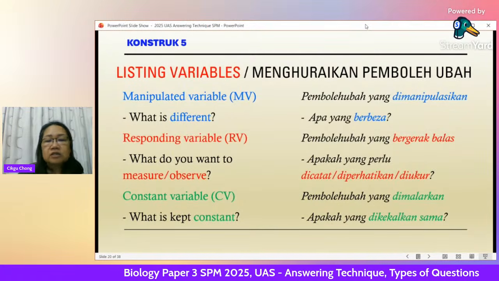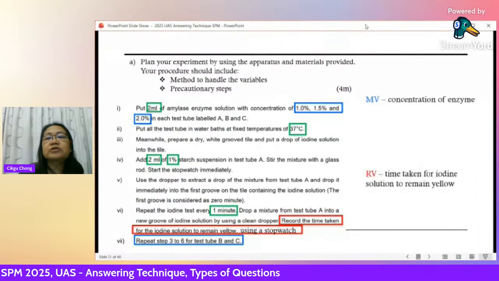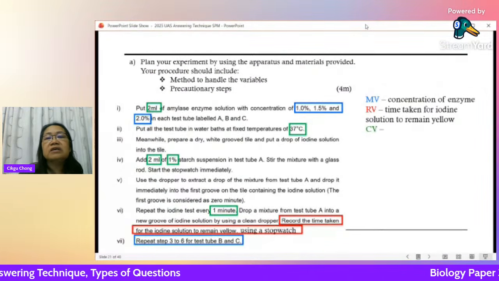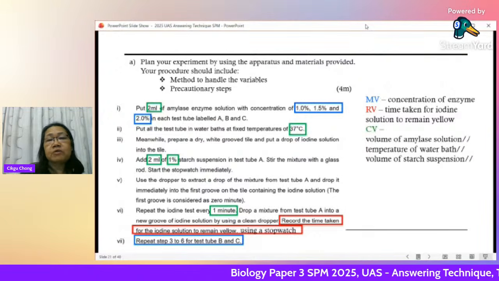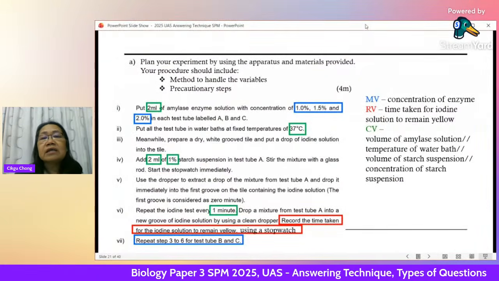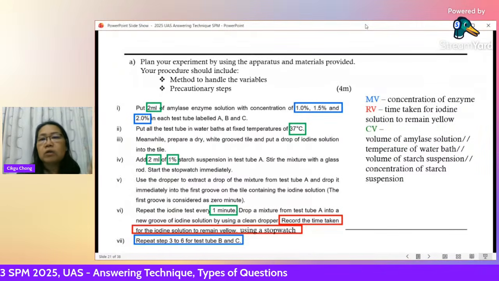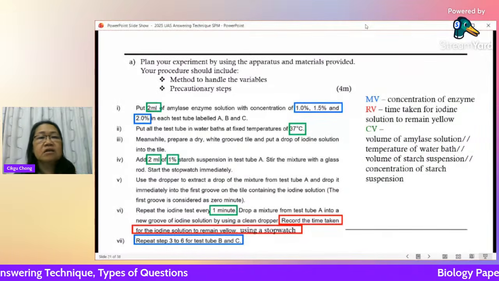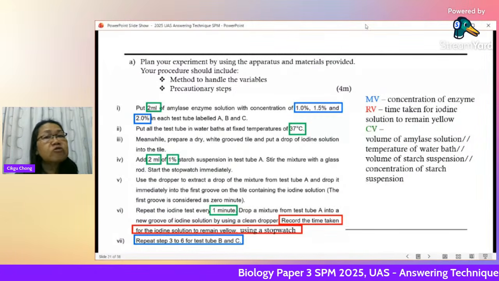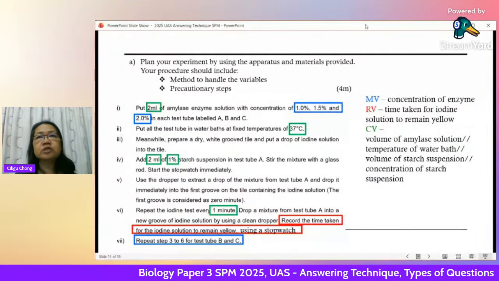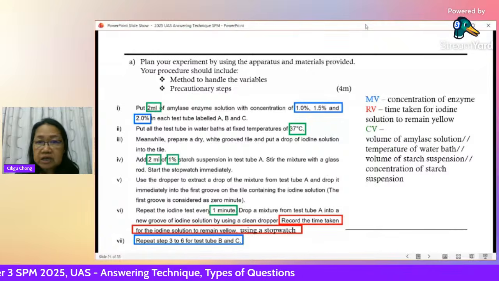Okay, so for example, here, these are your MV, RV, CV, right? All these you must have mentioned in your experiment, in your procedure, right? And then constant variable is definitely more than 1. In any experiment, there'll always be more than 1 variable that you fix. Make sure you fix the volume. If you're only changing the concentration of enzyme, the rest you have to make sure is the same. Otherwise, your experiment is not valid and you can't compare your results. Okay, all this must be CV.